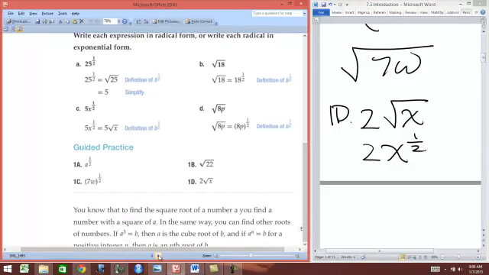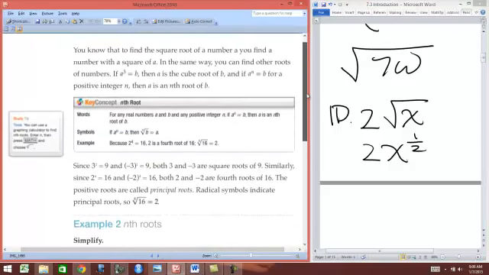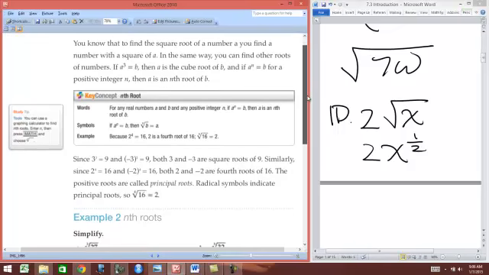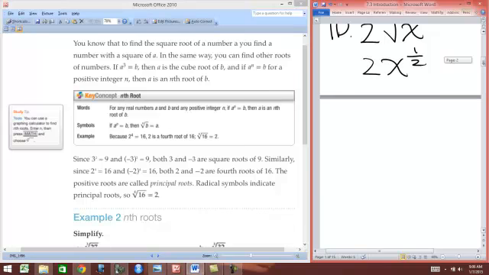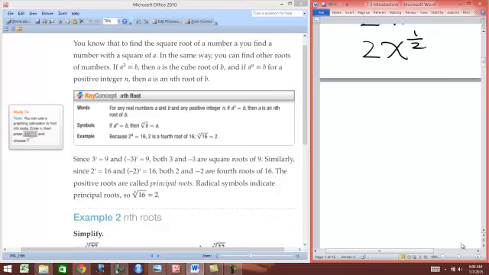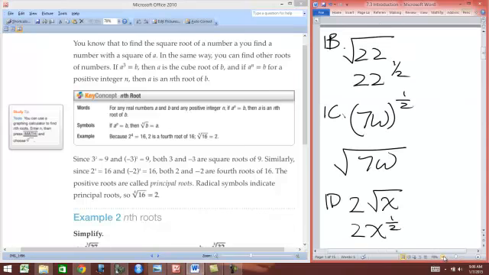On to the next page. Now, find the square root of a number. You find a number that with a square of a. You can find other roots of numbers. If a cubed equals b, then a is the cube root of b. Okay, so what they're saying here is that roots and powers are inverses of each other, and you can use the inverse properties to find these things.